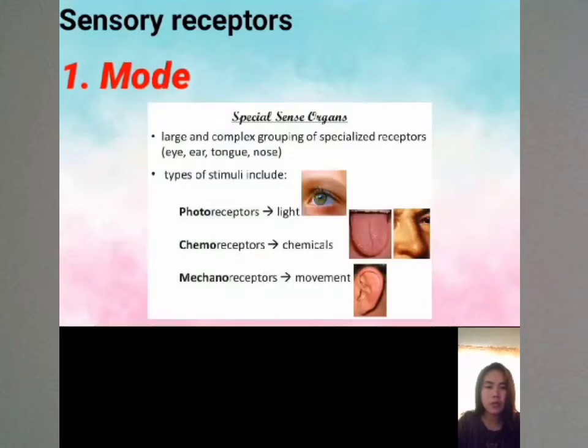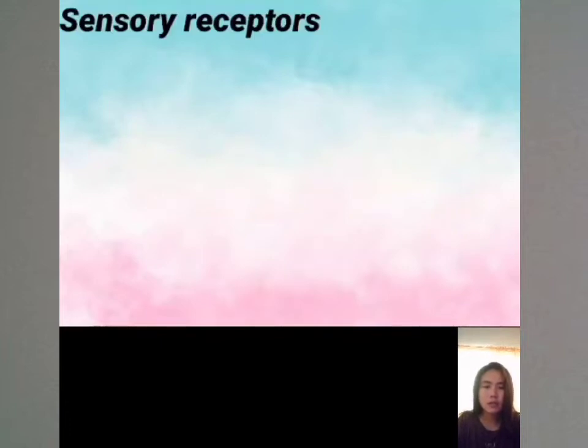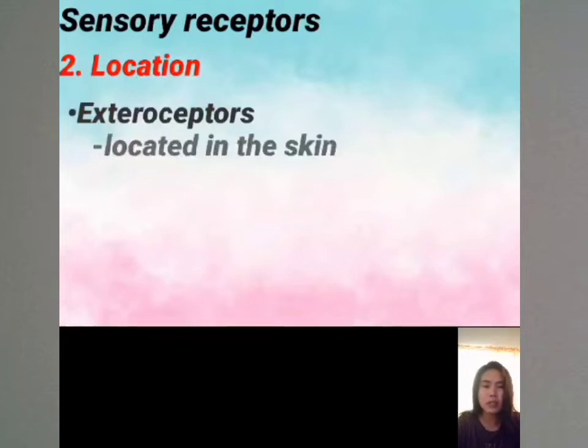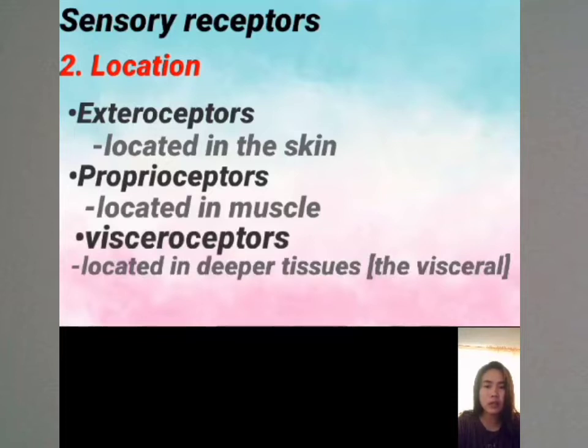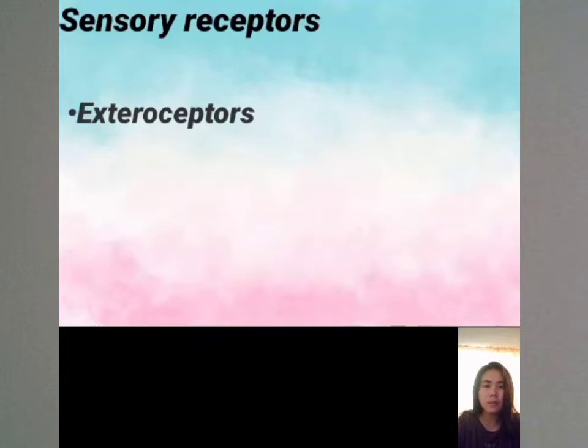The photoreceptors are sensitive to light, chemoreceptors are sensitive to certain chemicals, and the mechanoreceptors are sensitive to mechanical changes or movement. Sensory receptors can also be classified according to their location: exteroceptors, located in the skin; proprioceptors, located in muscle; and the visceroceptors or interoceptors, located in liver tissue or viscera.